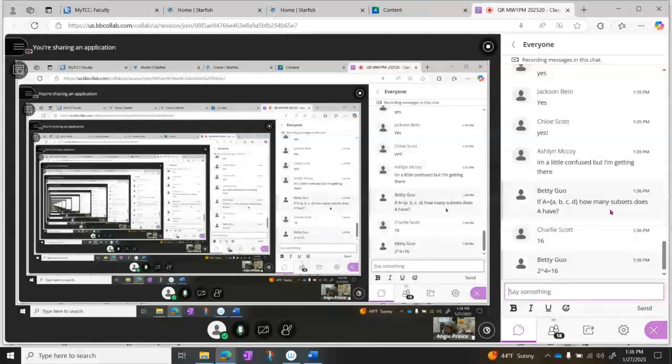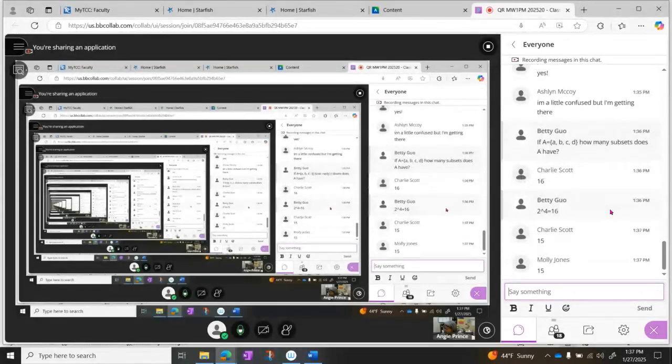Then how many different proper subsets set A has? Proper subset. How many proper subsets? Very good, very good. Awesome. Okay. What if n of A, remember what the notation means, equals 5. How many different subsets does A have?